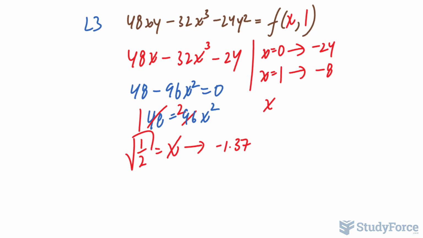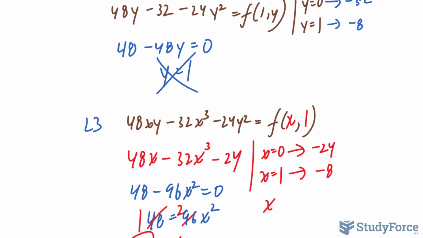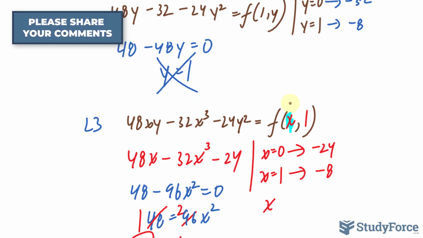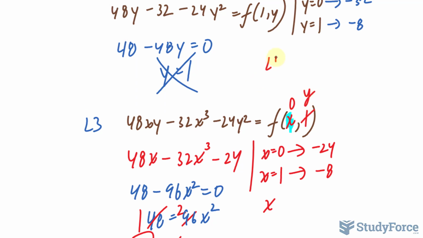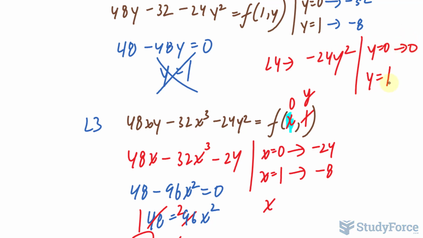Finally, for L4, rather than rewriting the function again, I'll just pretend that this is 0 and this is y. So for L4, we have a function. This becomes a 0, that becomes a 0, and that becomes negative 24y squared. We have to evaluate this when y is equal to 0 and when y is equal to 1. Substituting this, when y is equal to 0, we get 0, and substituting 1 into here, we get negative 24.